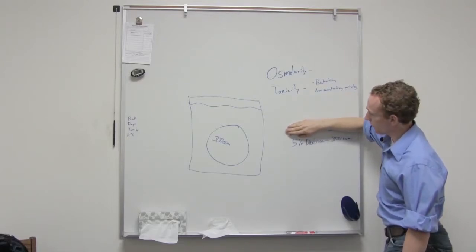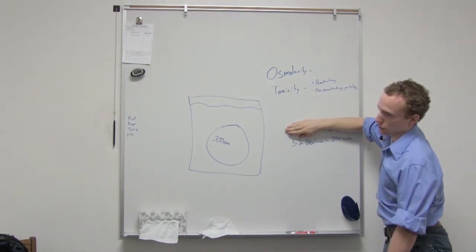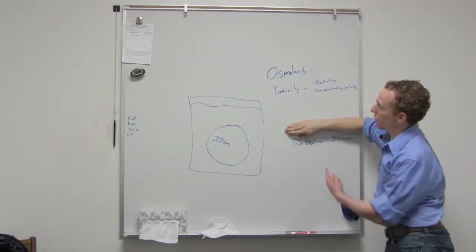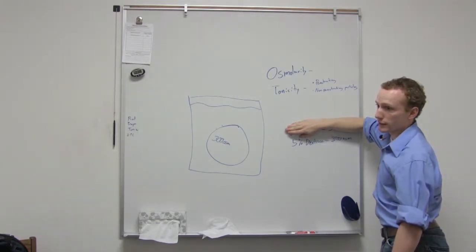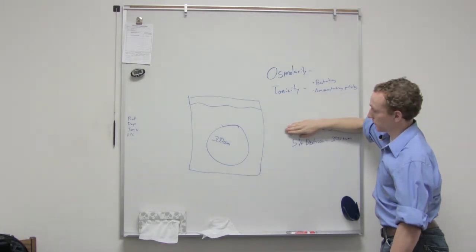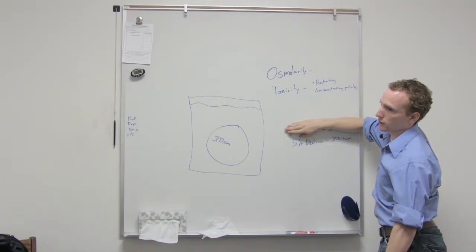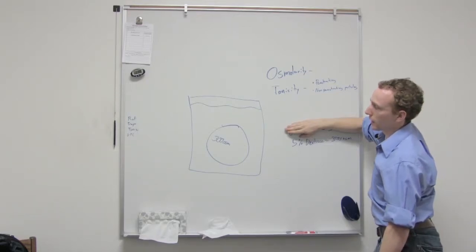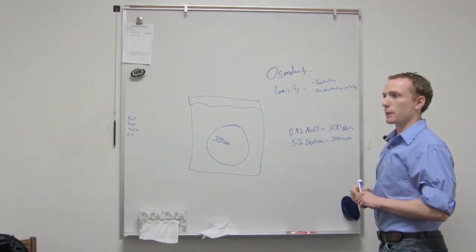Now if I put the cell in a 5% dextrose solution, what's the osmolarity? Isoosmotic. What about tonicity? Isotonic. No, wait. What do these particles do? They penetrate. So it would be hypertonic. I forgot which one's which. But the cell will swell a little bit, or it'll diffuse into the cell.